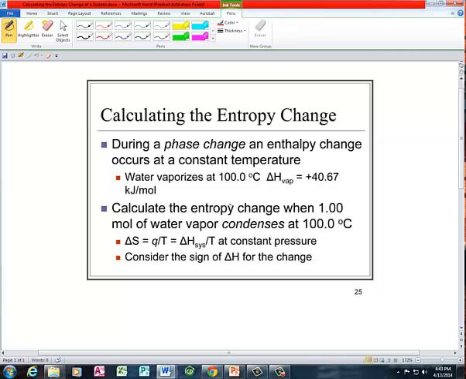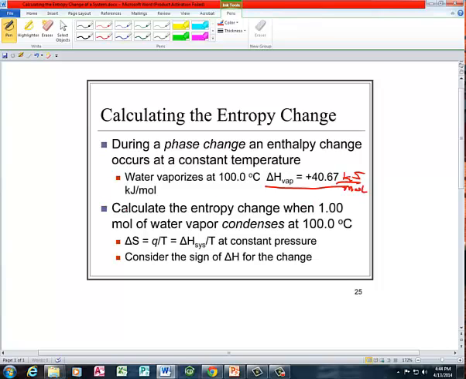Now that I have a definition for the change in entropy for a system, let's use it to do a simple calculation. During the phase change, an enthalpy change occurs at a constant temperature, and that's just going to be the amount of heat that's either released by the system if it's an exothermic process or added to the system if it's an endothermic process. All we have to do is figure out which sign we have. So water vaporizes at 100 degrees Celsius. That is, it boils at 100 degrees Celsius. And if we're boiling water, we're adding heat to the system. So the delta H of vaporization is a positive value, and that's going to be in kilojoules per mole.